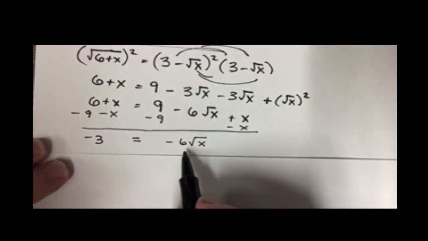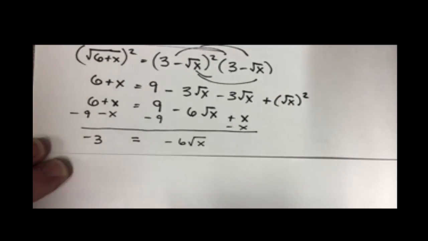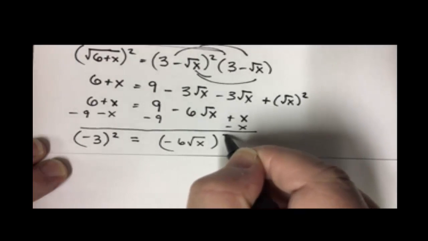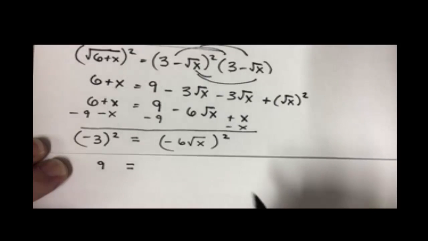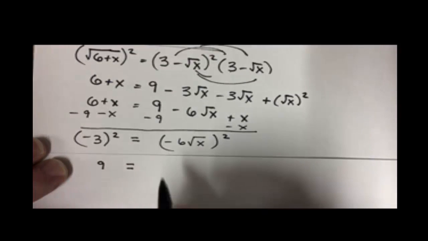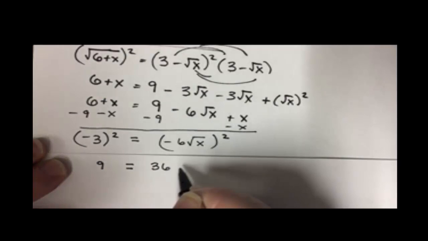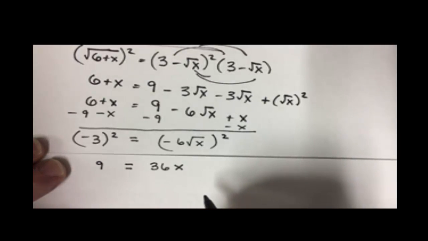Now, I can square those right now, or I can divide out the negative 6 first. That's just a preference. I'm going to go ahead and square both sides, though, so I don't get fractions any earlier than I have to. Negative 3 squared is 9. And on this side, remember that the square applies to both the negative 6 and the radical. So I'll get positive 36, and square and square root are inverses again, and so I just get x.